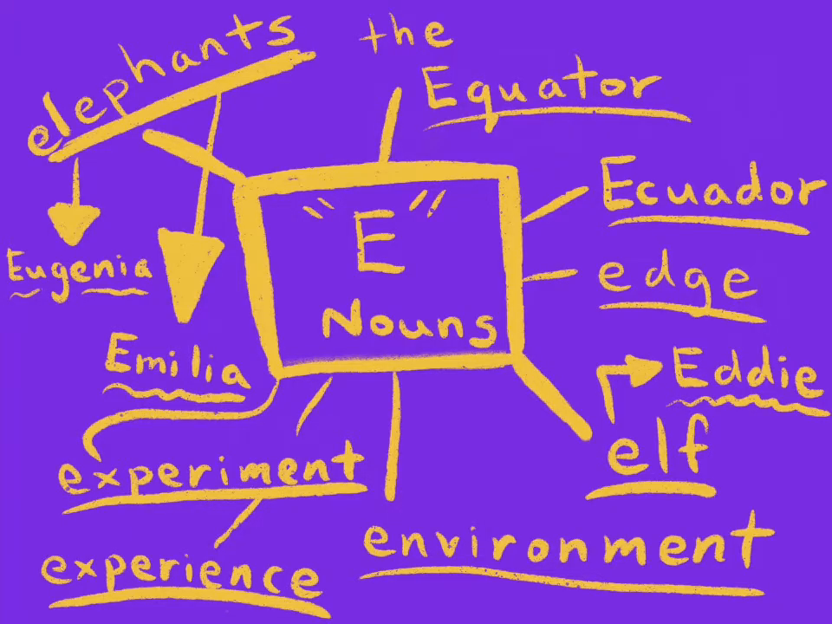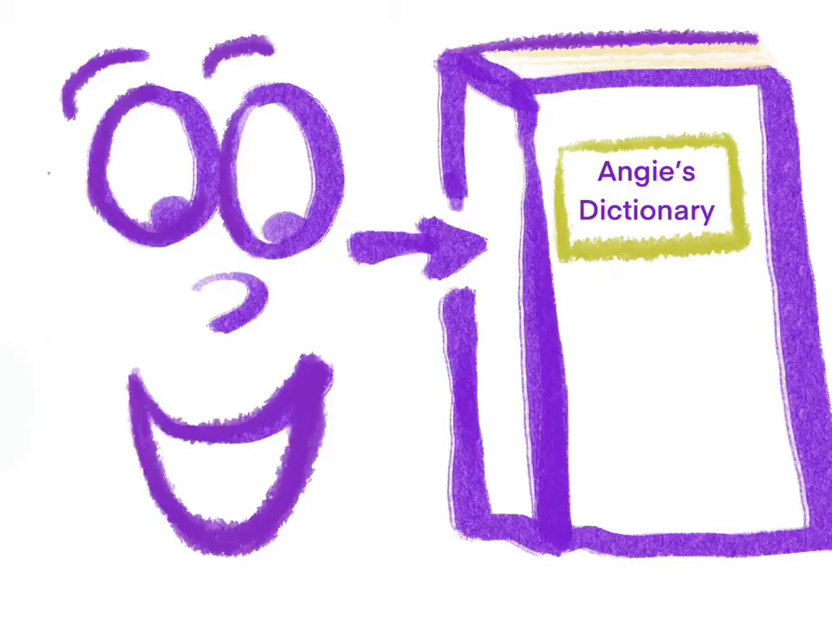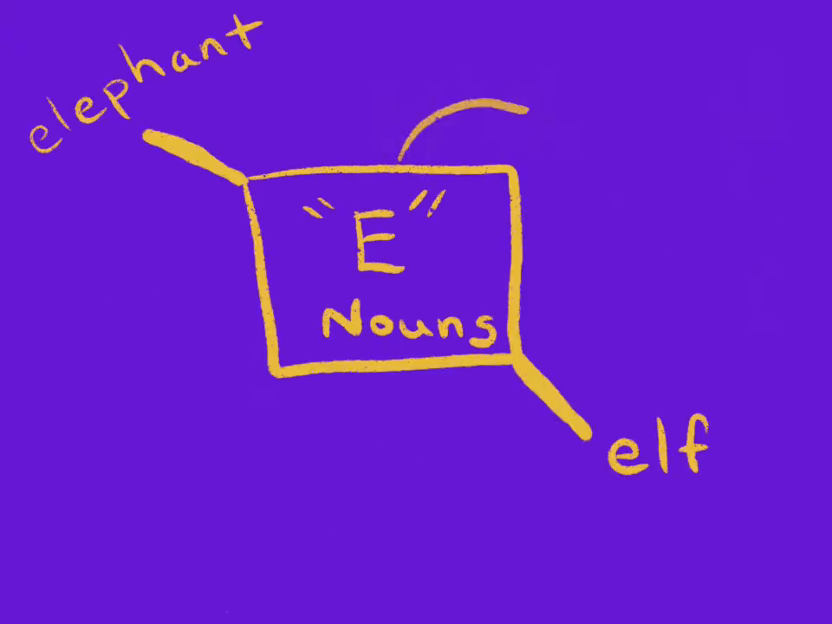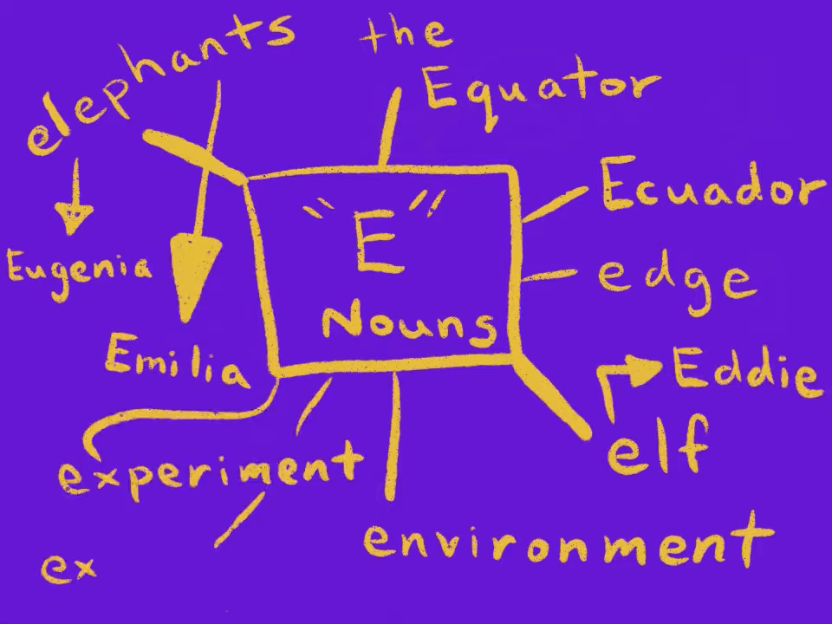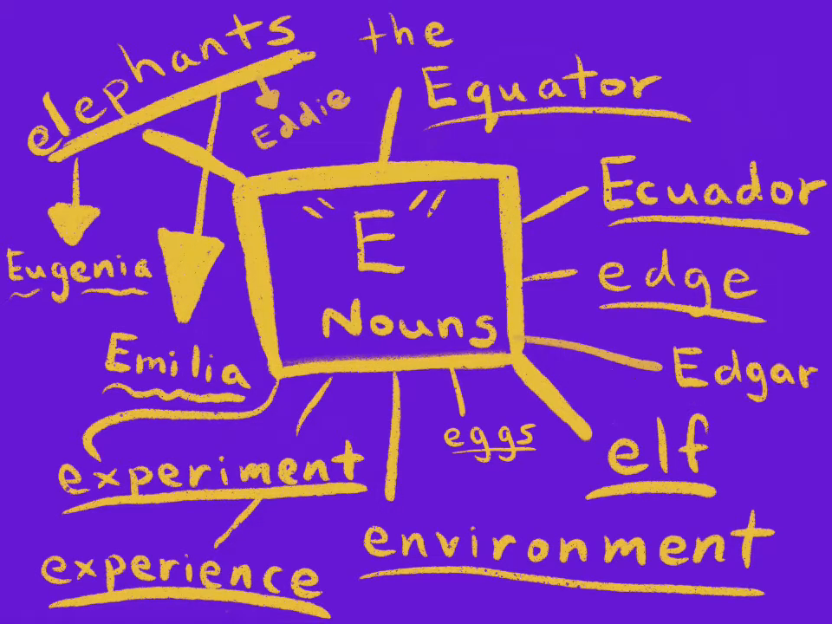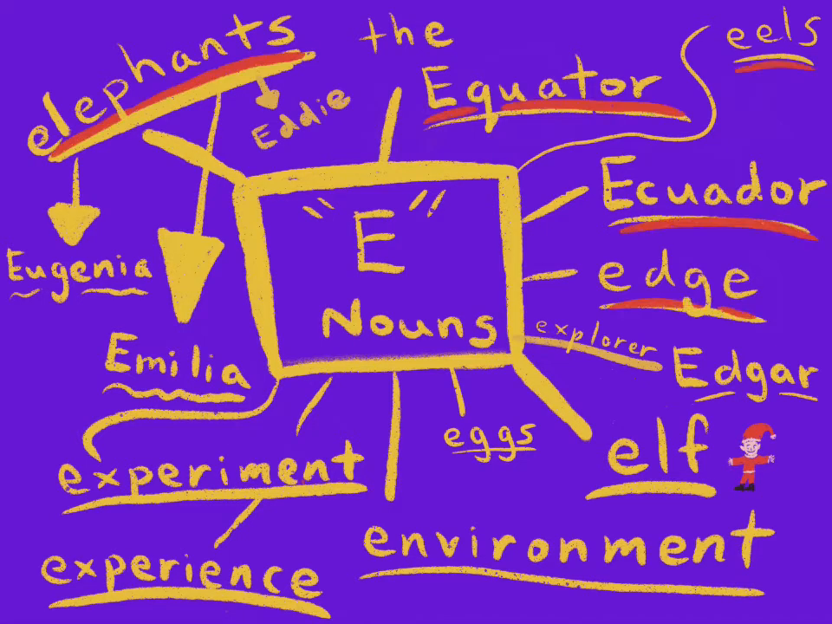Some of the nouns in today's story include people, places, and things, including animals, like elephants. Places like the equator in Ecuador. Remember to check your dictionary if you don't know the meaning of a word. We use the word edge, we use the word explorer. We have the names Edgar, Eugenia, Emilia. We have eggs and eels. We have an elf. We have environment, experiment, and experience.